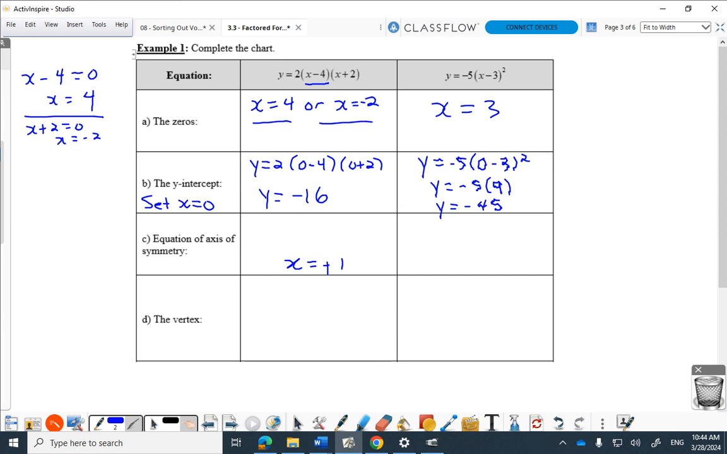They went 4 plus -2 over 2. Where are they getting that from? What does that remind you of? It's the midpoint. It's just the midpoint of x. We're just finding halfway between the two x values. Little picture.